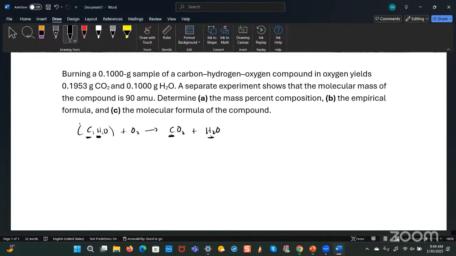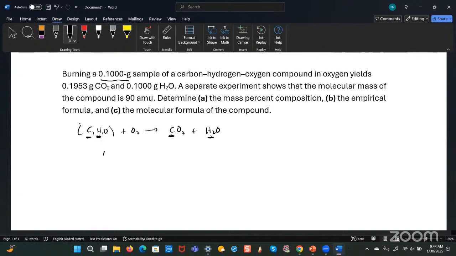Now, as far as the oxygen is concerned, the way you determine the oxygen is you add the masses of the carbon and hydrogen, and then you subtract that from the original mass of the compound, which is this right here. And that will give you the mass of the oxygen, right? So I'm going to show you how you actually do that. So the first step is to determine the mass of the carbon.